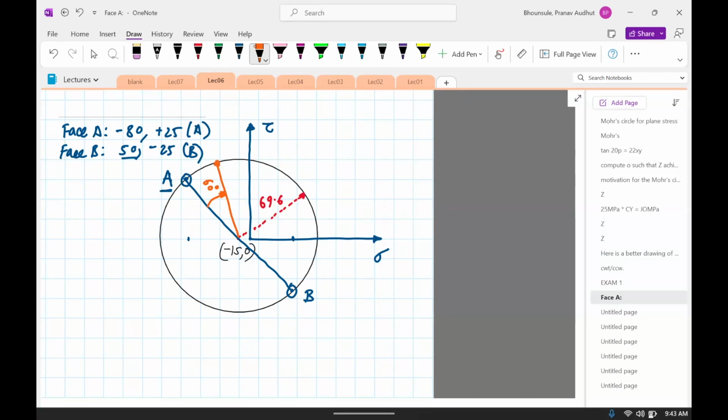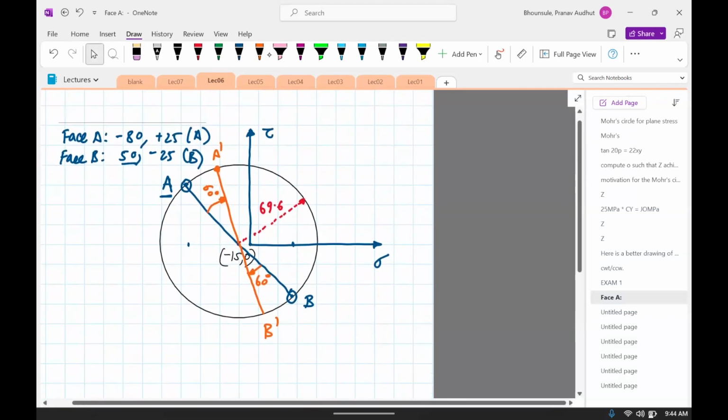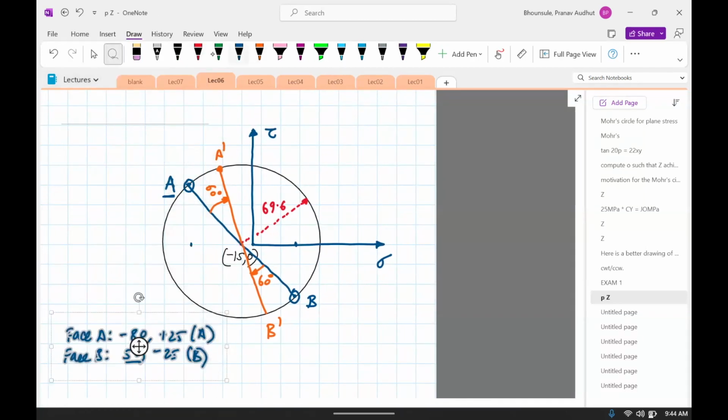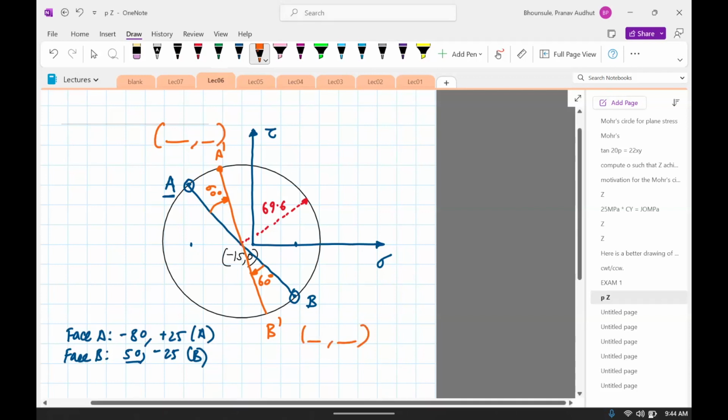Okay. And if you want the stress on the other face, you just extend this line. So let's call that A prime. This is B prime. And this is also 60 degrees, again 60 degrees clockwise about face B. Now what I'm interested in doing here is computing the stress sigma and tau for A prime and B prime. So I need to write down the stress here and then the stress there. And that was pretty much what the question asks me to do.